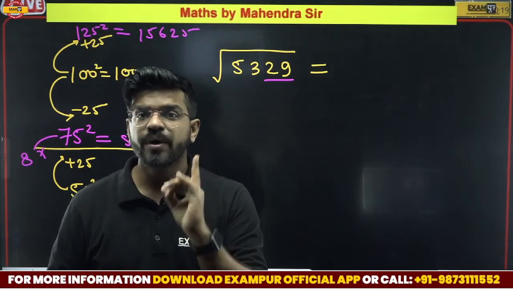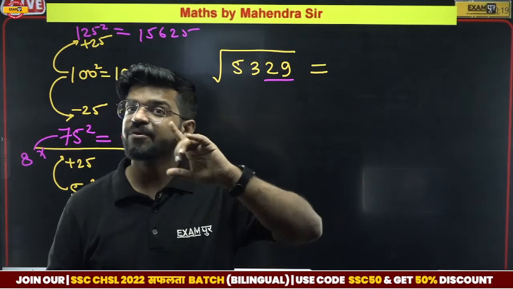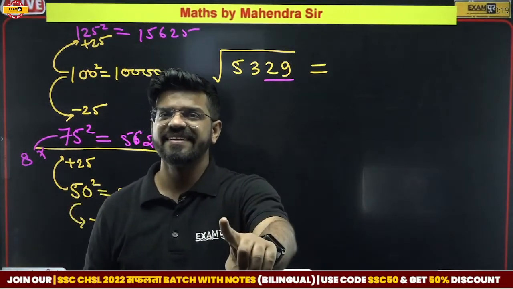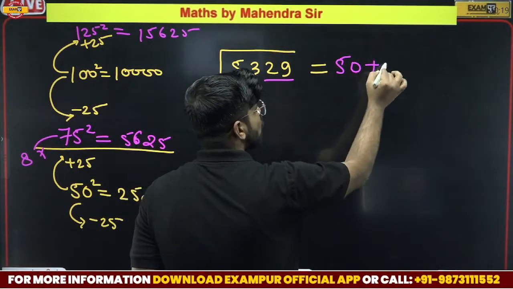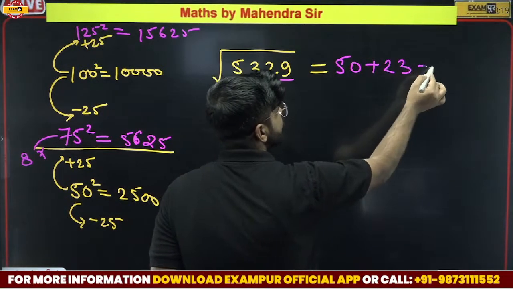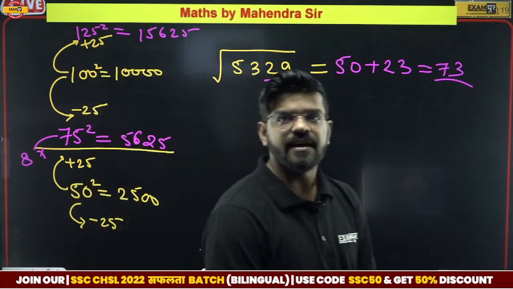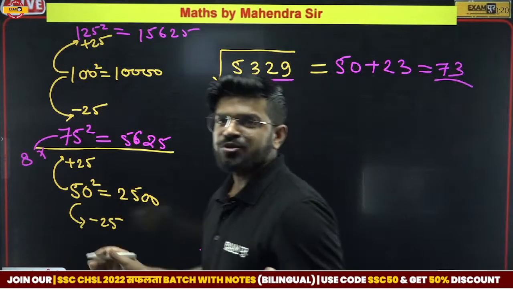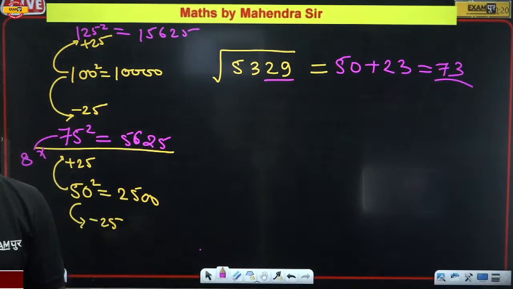Yes or no? 29 will come in the square of 23. Absolutely correct. So this number should be 23 more than 50. That means my answer is 73. Is it clear? Suhan, Amrita, Arun, and all others who are silently watching the class, is it clear? Yes or no?